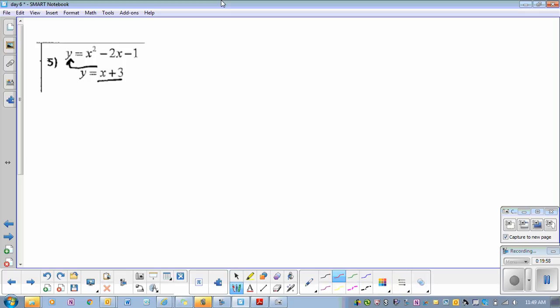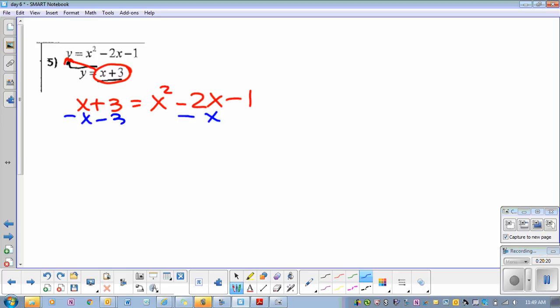So I would just substitute. It's already set equal to y. This one is set equal to y, so plug it in. x plus 3 equals x squared minus 2x minus 1. Did you guys skip this because you didn't realize there was a problem like number 1? Minus the x, minus the 3, because this was like a trinomial, so you have to make it equal to 0. x squared minus 3x minus 4.